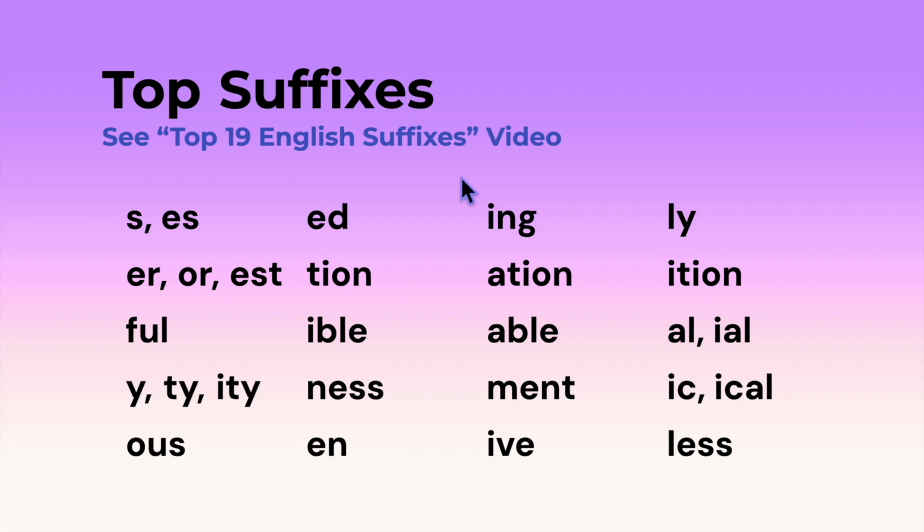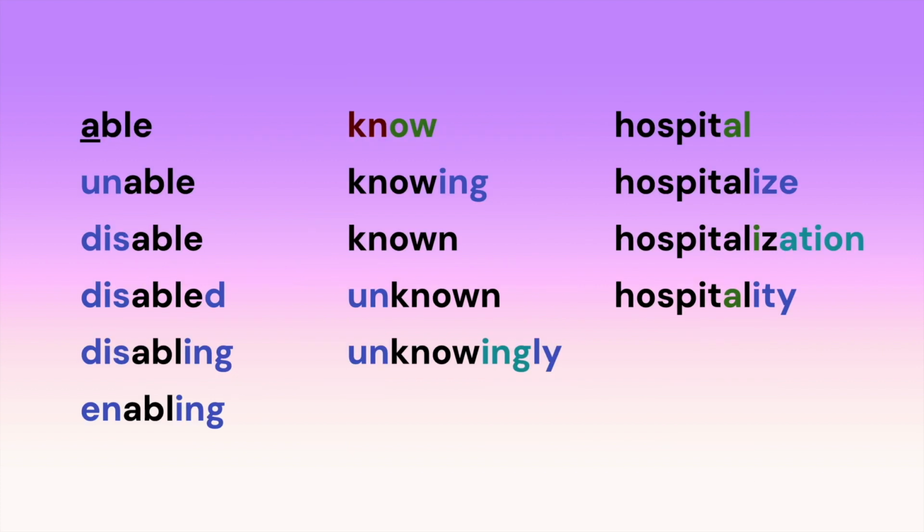They're covered in my top 19 English suffixes video. S and as, ed, t, ing, li, or, est, shun, ation, ishin, full, ibble, able, al, eal, itty, ness, meant, ickle, us, en, if, and less. So what is the number one secret of excellent readers?